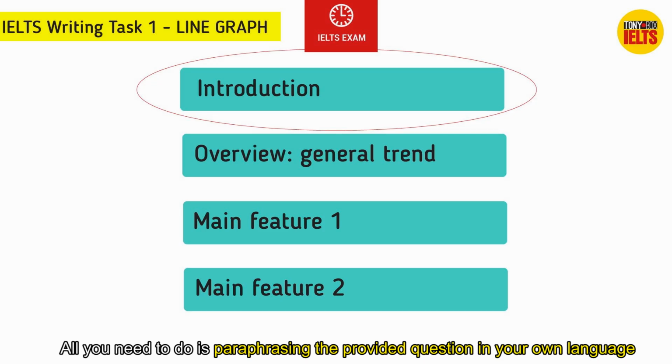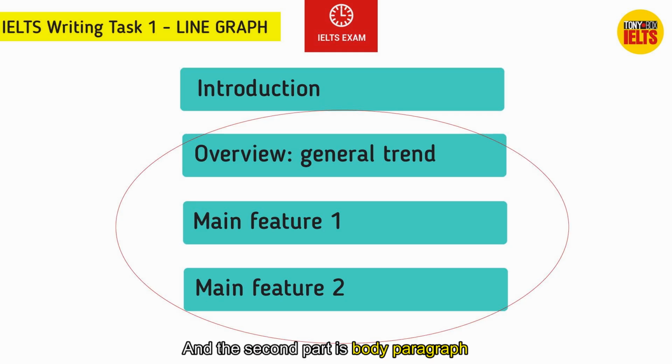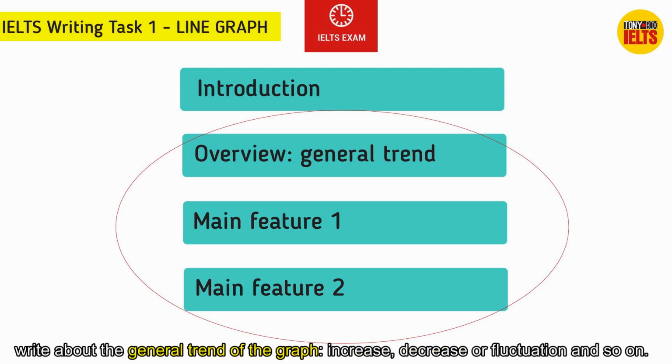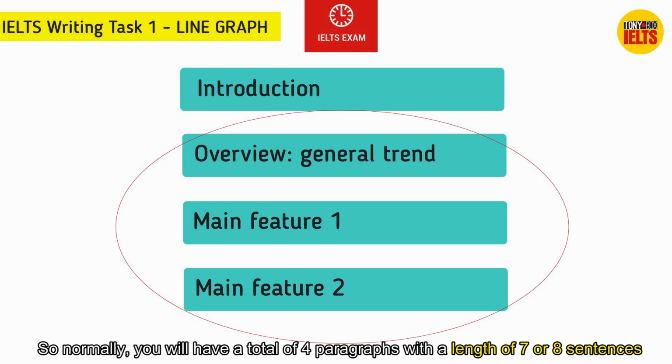All you need to do is paraphrase the provided question in your own language, and it needs less than 2 sentences. And the second part is the body paragraph. In this part, you will have the first paragraph for an overview, which means that you will write about the general trend of the graph, increase, decrease, or fluctuation, and so on. The second and third paragraphs are the main features with detailed figures, so normally you will have a total of 4 paragraphs with a length of 7 or 8 sentences.